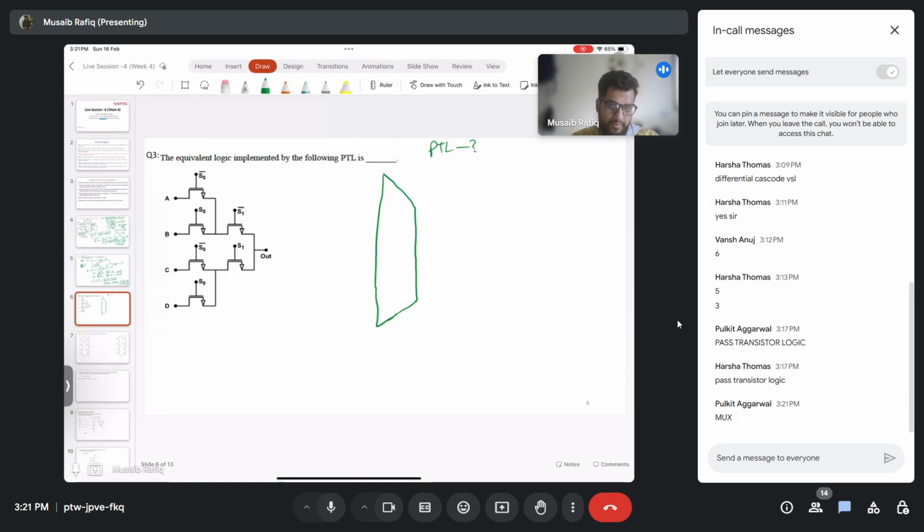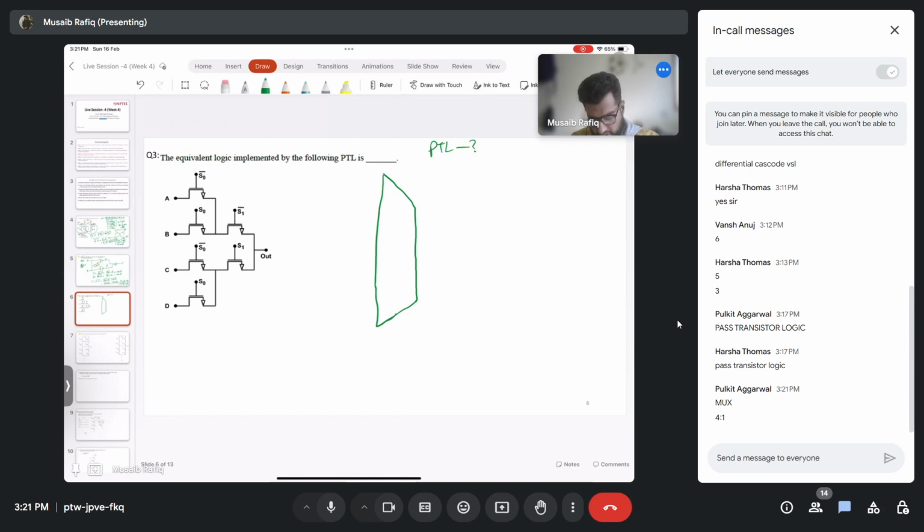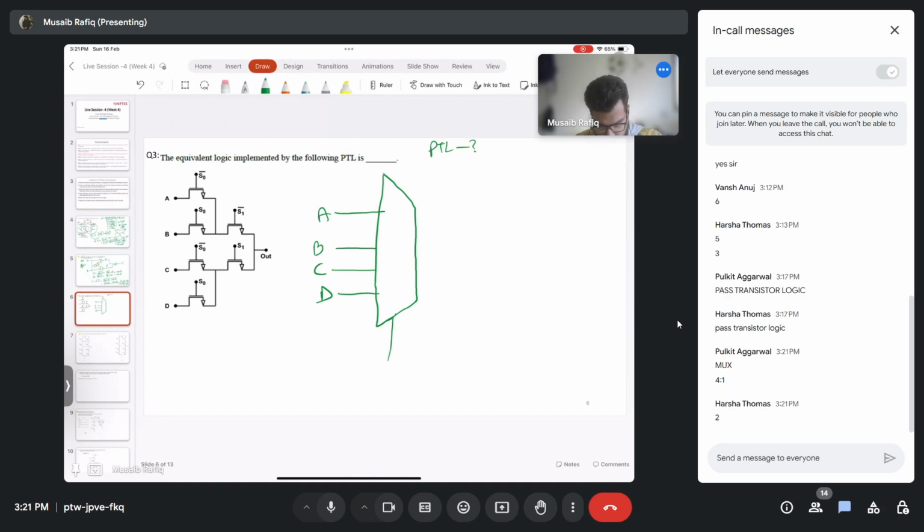Yes. Multiplexer, but which one? Yes, so 4 is to 1 mux. A 4 is to 1 mux means it has 4 inputs A, B, C, D. How many select lines will be there for a 4 is to 1 mux? Correct, 2: S0, S1. And this here will be my output Y.